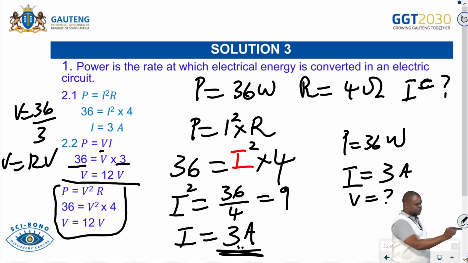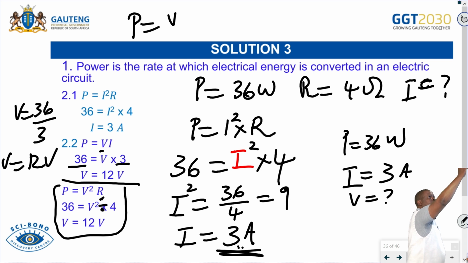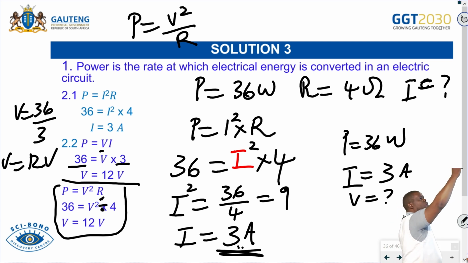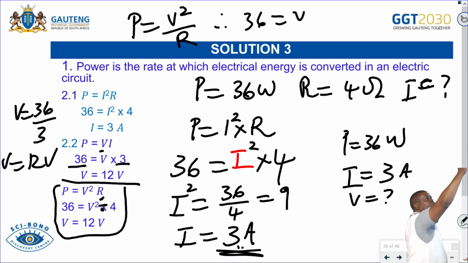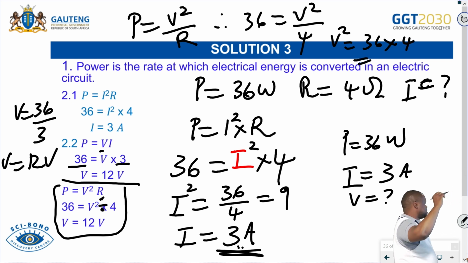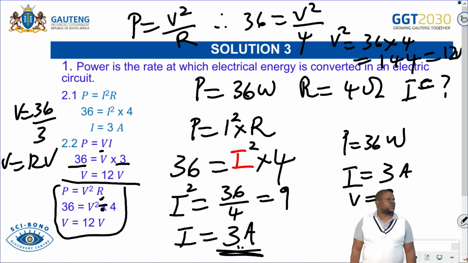No, there is a mistake here. This is supposed to be divide. Our formula says P equals V squared divided by R, not multiply. So 36 equals V squared divided by 4. Then V squared equals 36 multiplied by 4, which gives us 144. Then the square root of 144 is equal to 12 volts.